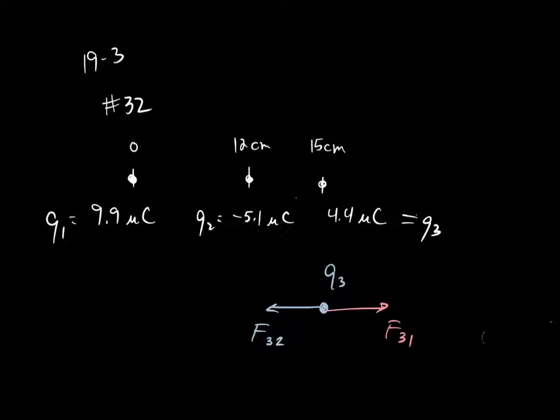the subscript would still be F32. The subscript really doesn't matter which way you write it, as long as you remember. I think of it as the force acting on particle 3 from 2, the force acting on particle 3 from 1. If you wrote F13 and F23, it's really the same thing, whichever way you interpret it.